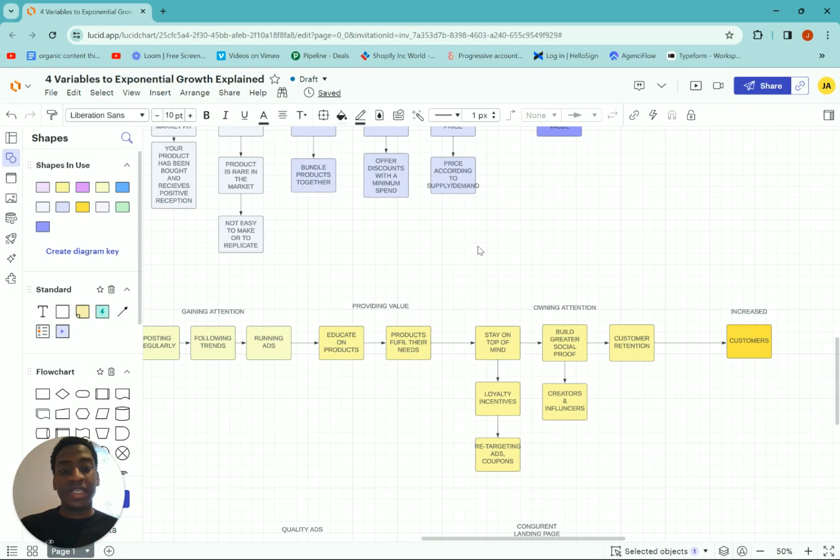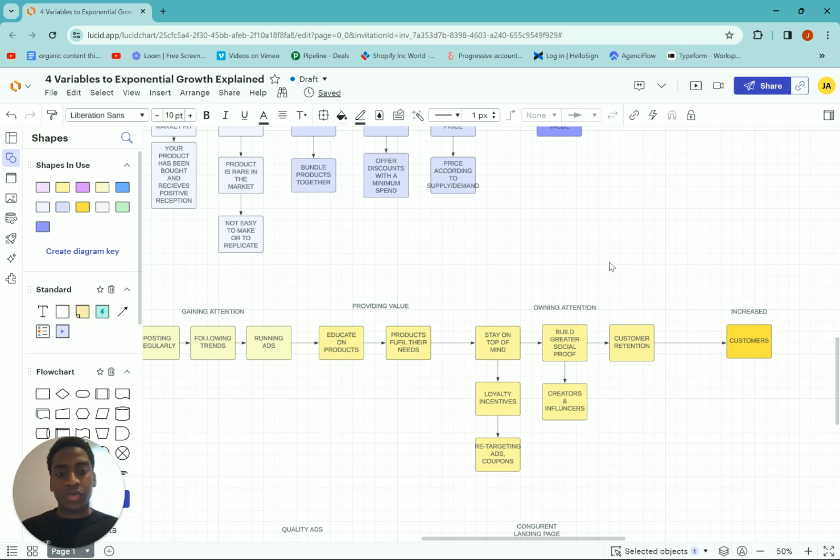So again, loyalty incentives through targeting ads as well. You want to keep on top of mind through ads, coupons, and loyalty incentives, right? So there's many ways of trying to keep them and own their attention.